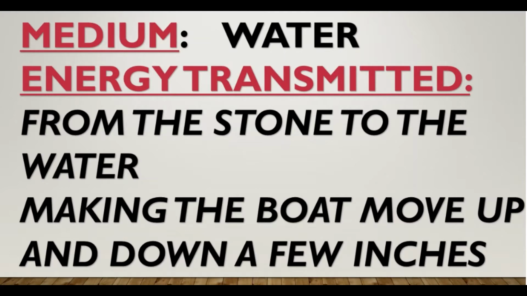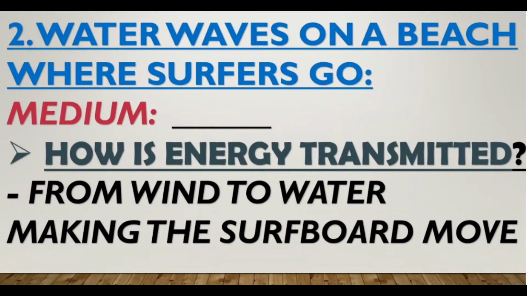Second, water waves on a beach. What do you think is the medium we're talking about here? If you think it's water again, you are correct. Without the water, waves cannot propagate. And how is energy transmitted? It says from wind to water. So again, please notice that there should be a source of energy to create a wave. And the most common waves we see in the ocean are wind-driven waves.